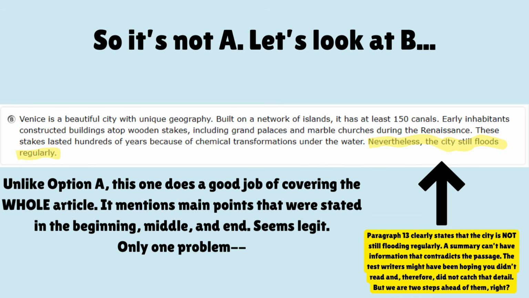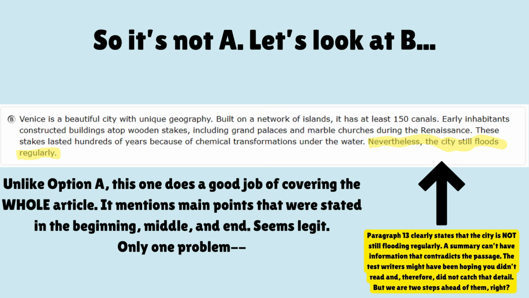B, Venice is a beautiful city with unique geography. Built on a network of islands, it has at least 150 canals. Early inhabitants constructed buildings atop wooden stakes, including grand palaces and marble churches during the Renaissance. These stakes lasted hundreds of years because of chemical transformations under the water. Nevertheless, the city still floods regularly.